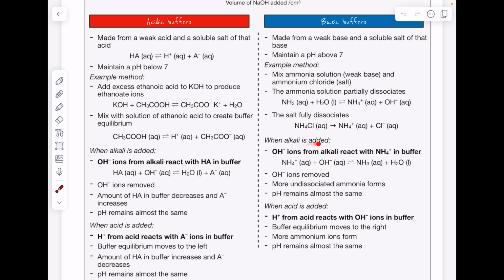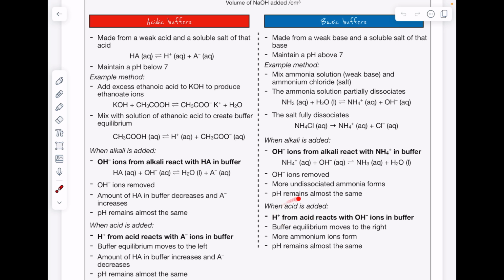So what happens when alkali is added? How do we prevent a massive increase in pH? Well, the hydroxide ions present in the alkali react with the ammonium ions present in the buffer. By doing that, it removes some of the hydroxide ions. And according to this reaction, it means that more ammonia forms, meaning that the pH remains almost the same.